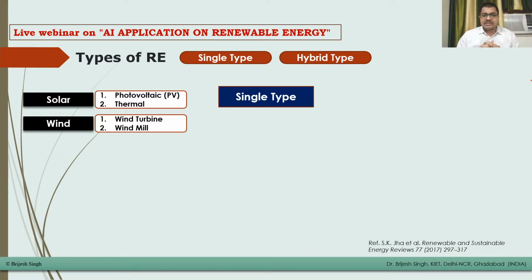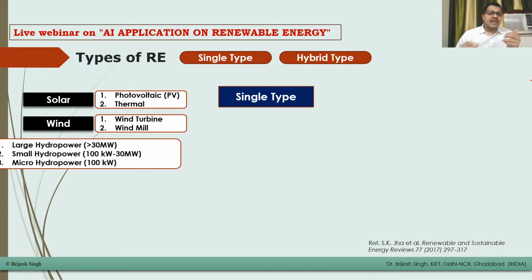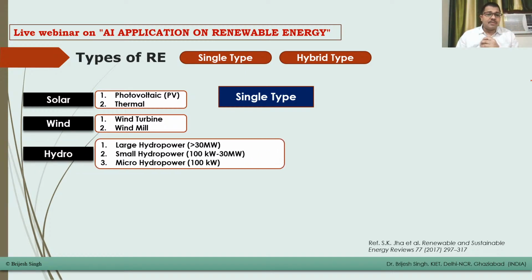And windmills are not a new thing. Windmills were available very early, around 1910 or 1912. These kinds of windmills were already available in European countries, where the mechanical power was used directly for different applications like water pumping or flour mill applications. Next are the hydroelectric power plants, or the hydro type of renewable energy.